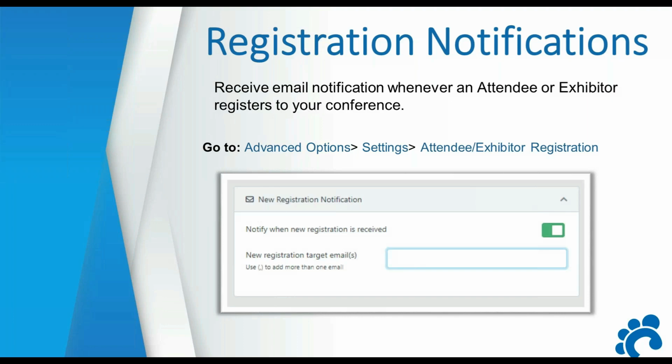We're also doing registration notifications. You now receive an email whenever an attendee or an exhibitor registers to your conference. Before, you used to have to sign into Conference Tracker to see if any new attendee registered to your event. Now you can set up an email notification to be sent to yourself every time a new attendee or exhibitor registers. To set that up, which Garrett's going to show us when we get into the software today, go to Advanced Options, Settings, and go to the exhibitor or attendee registration. There's a little toggle there, and you'll be able to enter any emails in which you want to receive that notification.